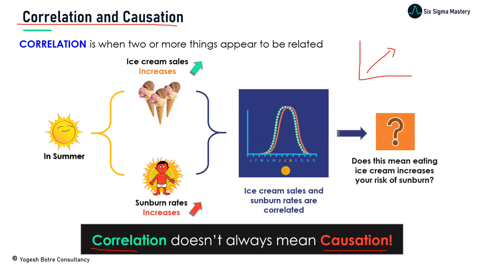And the example is this. In summer, ice cream sale increases and sunburn rate also increases. So what will happen if I create a scatter diagram of ice cream sale versus sunburn rate? We'll see a graph like this. Yes, positive correlation. But can I make the conclusion that if you eat more ice cream, you will get more sunburn? Yes or no?